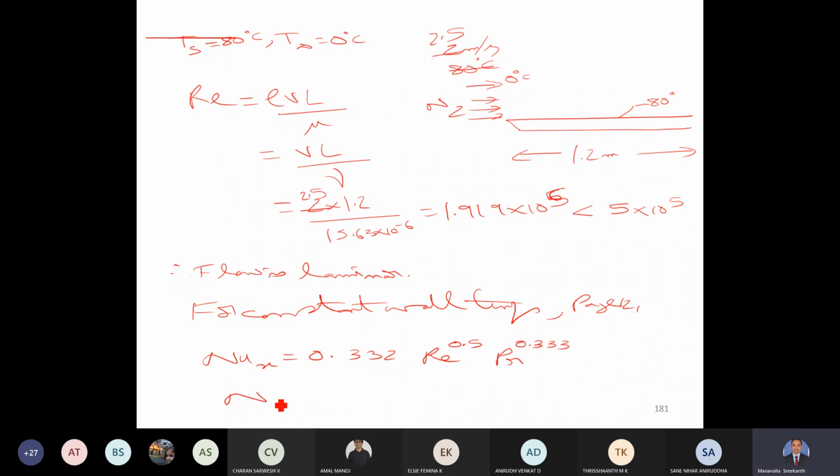The average Nusselt number is what we want, and it is equal to 2 times the local Nusselt number. So this you need to remember because I didn't find it in the data book. So it's important to remember that. Once you have the local Nusselt number, you can calculate the average Nusselt number. For the local Nusselt number, you need the Reynolds number, which you already have. But the Prandtl number is not there, so we'll have to calculate the Prandtl number. Prandtl number is Cp mu by k.